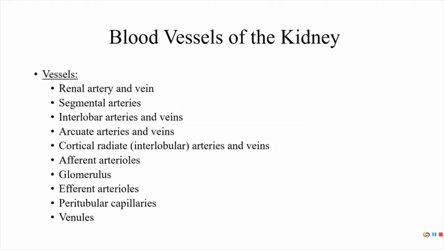So then we want to go into the blood vessels. Now we're going to talk about some blood vessels. We'll talk about them. I hope you identify all the ones that we can find, and then we're going to go into the blood flow through these vessels. So we'll talk about the renal artery and vein first, then we'll go into the segmental arteries.